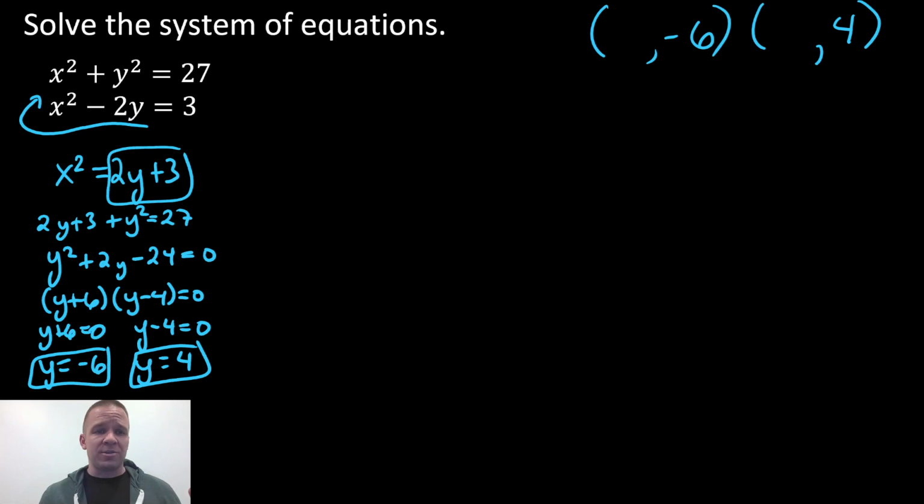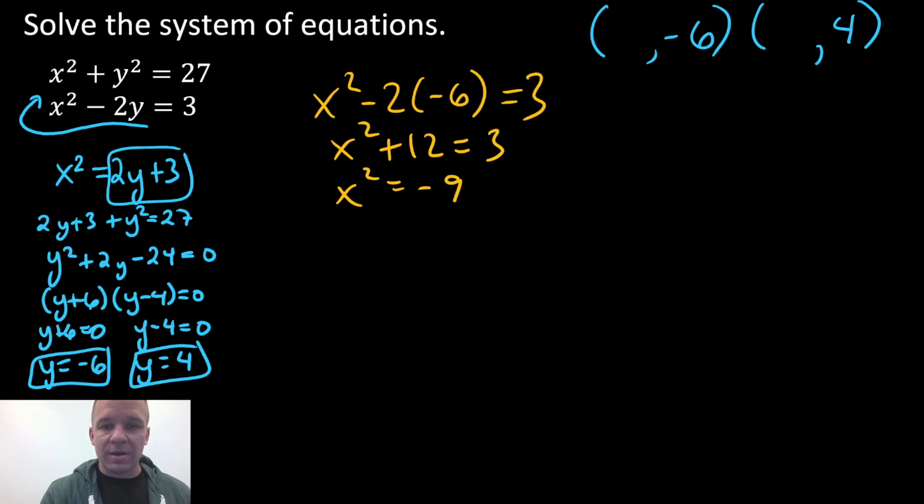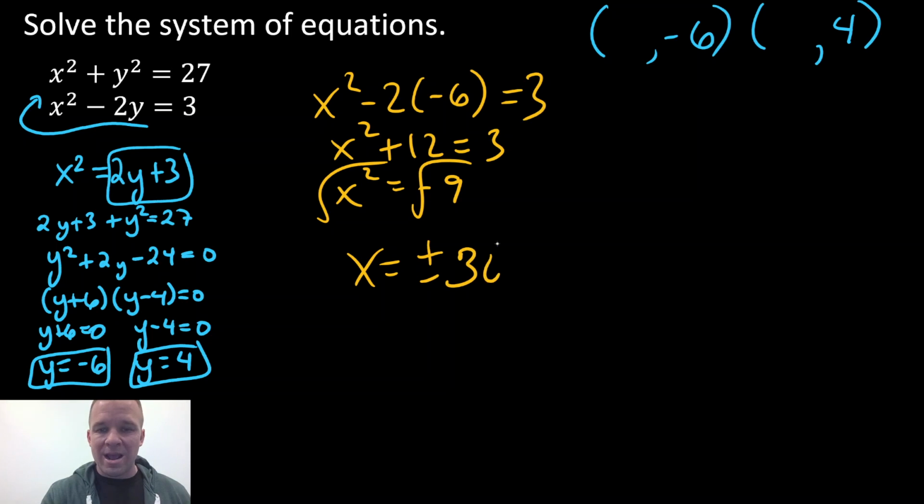Which one's going to be easier to work with? Really, either one's cool. I'm going to take the bottom one because there's less going on, in my opinion. So I'm going to have x squared minus 2 times negative 6 equals 3. That means x squared plus 12 equals 3, and I'll have x squared equals negative 9. If I square root this, I get x equals plus or minus 3i. It's an imaginary solution.